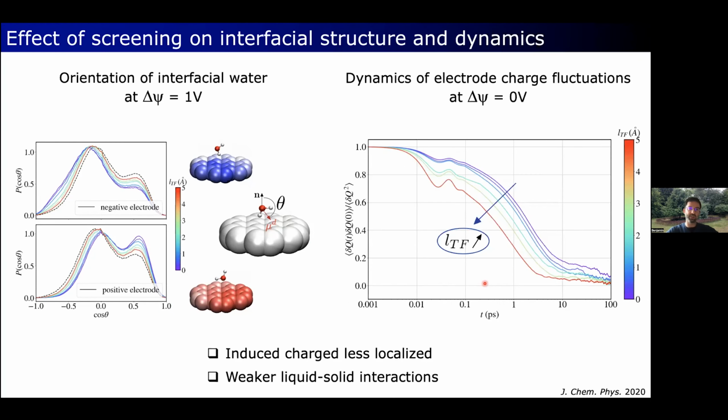Without going into the details, this interplay has an influence on the orientation of interfacial water, for example, and on the dynamics of the charge fluctuations. The bottom line is that a finite Thomas Fermi length reduces the localization of the charge on the metal, and this results in weaker liquid-solid interactions.